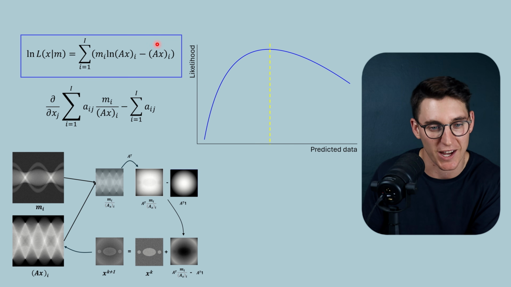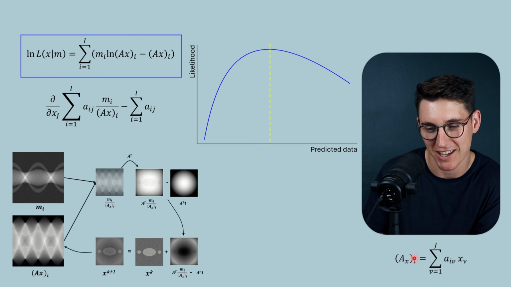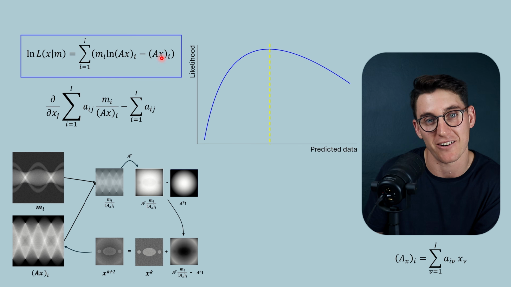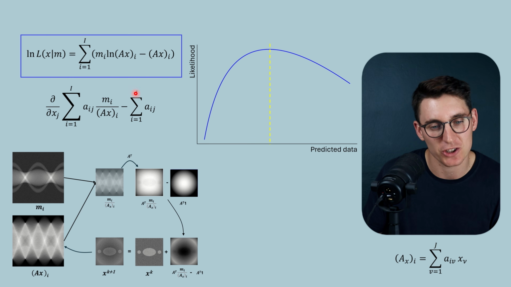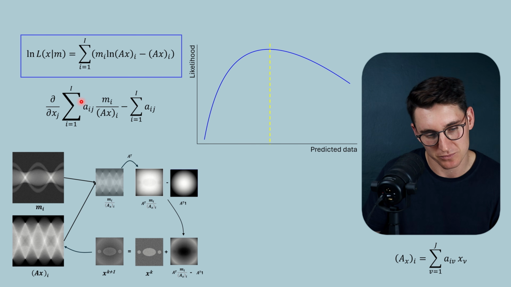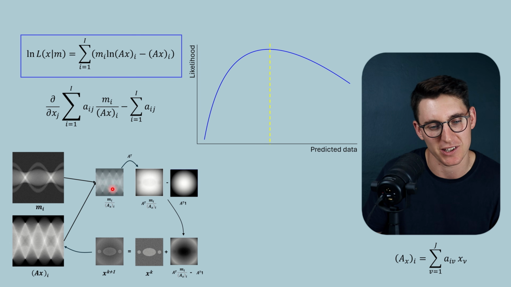For those of you who actually want to work out this partial derivative, here's the formula for A of x, our system matrix multiplied by our x vector here, where we've got the system matrix for every detector through all the voxels on that line integral multiplied by the x vector over all of the voxels in the image. This is the partial derivative here, where we get our system matrix multiplied by the ratio between our measured data and predicted data. You might be thinking, wait, I can see that here. That's what we did initially.